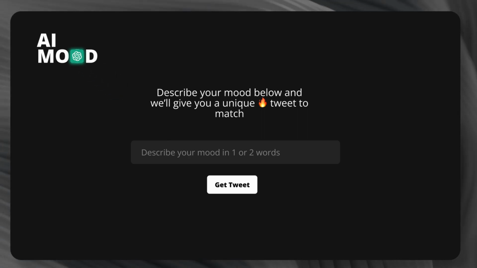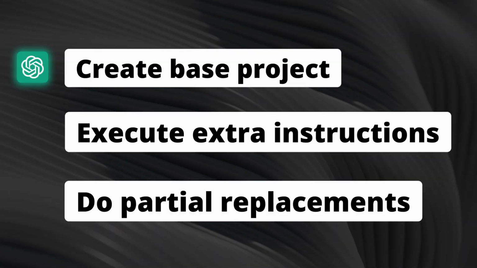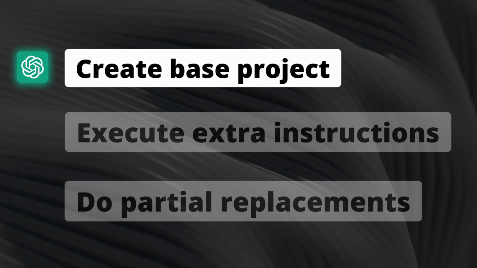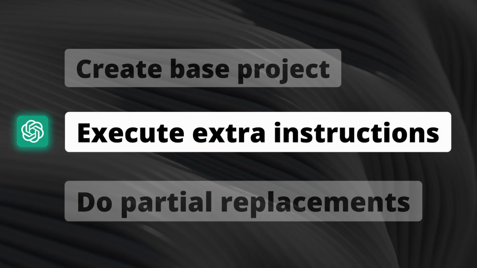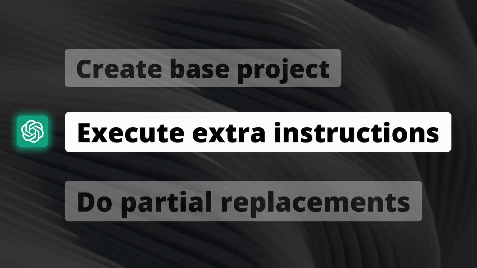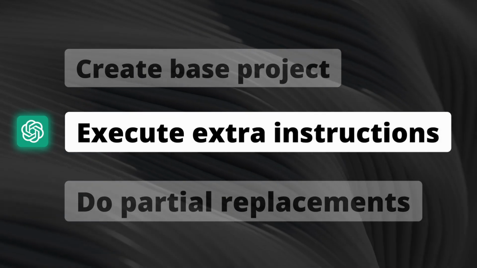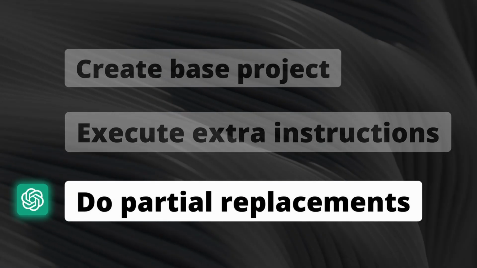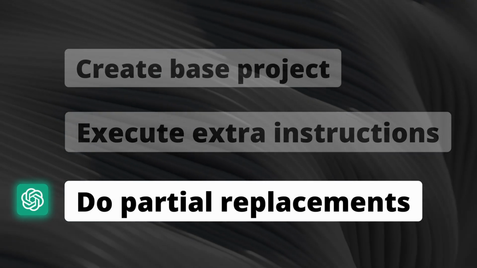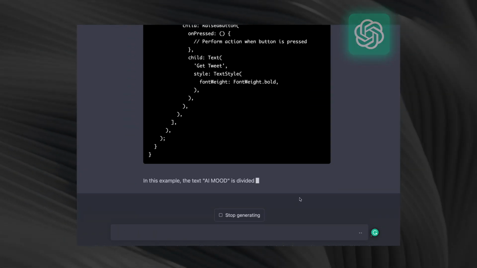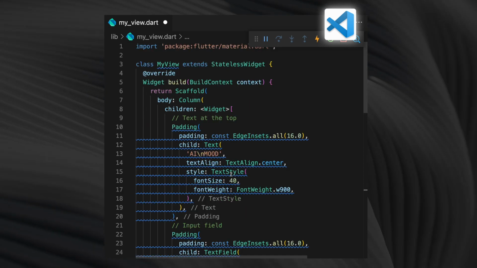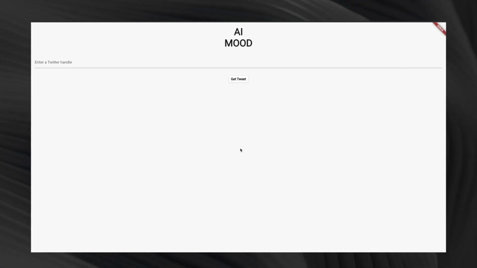Since ChatGPT has no control over our system, there's a few rules to make things fair. Number one, we will create the base project and set the startup view. Number two, we will execute additional instructions like the file creation or file updates. Number three, we will do partial replacements in the code where needed. The way we'll do this is by asking ChatGPT to write the code. We copy the code, then paste it into our project and then check the output result.